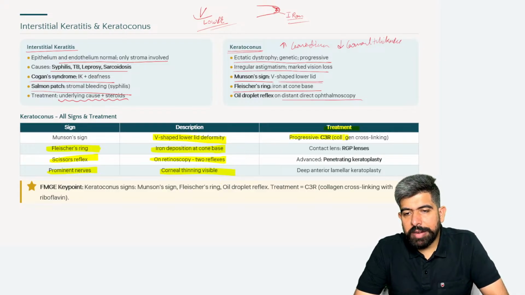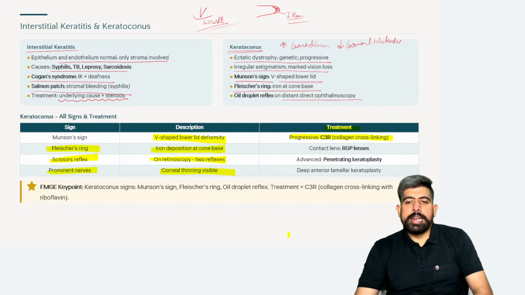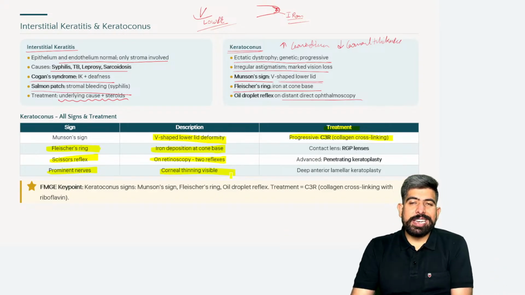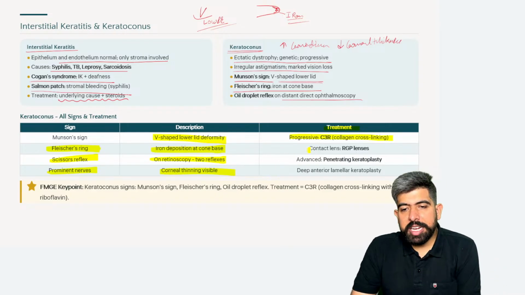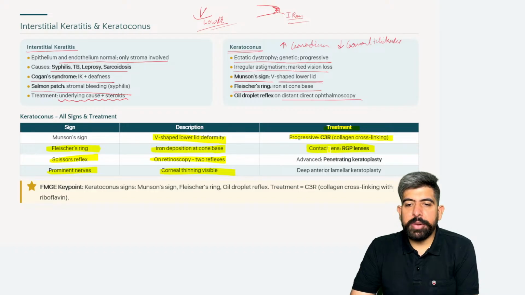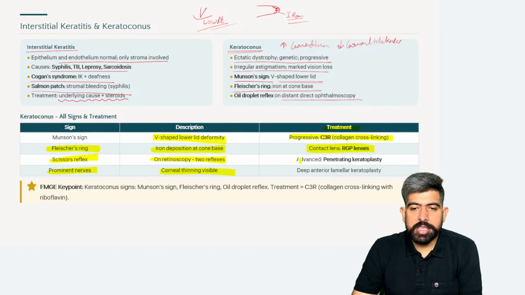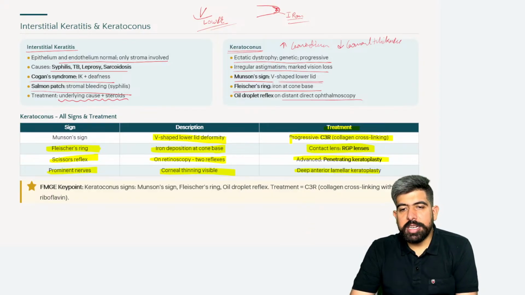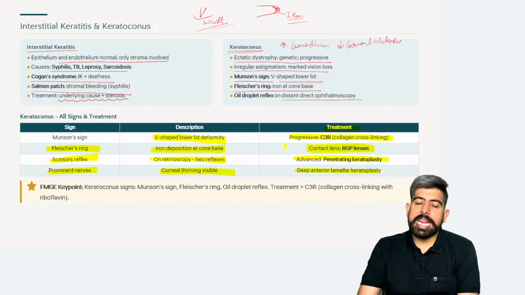For progressive cases we give C3R, CXL, which is corneal collagen cross-linking surgery. We can give contact lenses, RGP, rigid gas permeable lenses, in this condition. Also, we can advise penetrating keratoplasty, and deep anterior lamellar keratoplasty can be done in the treatment of keratoconus.